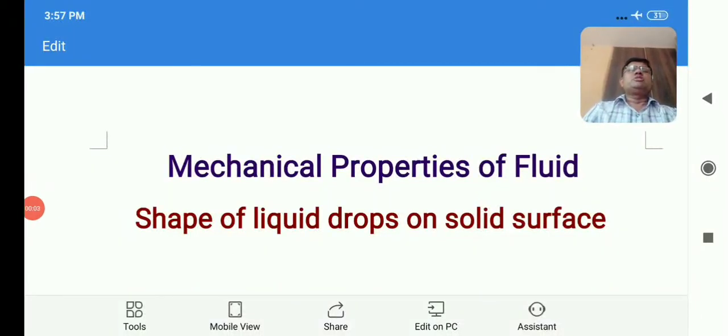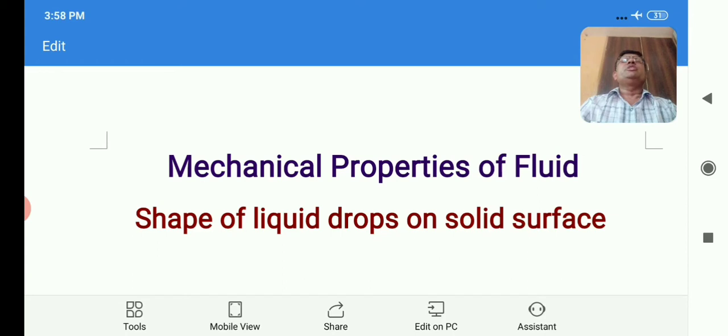Hello students, our chapter is mechanical properties of fluid and our article is shape of liquid drops on solid surface. Before learning this article, let us just remember about angle of contact. We know about angle of contact, see its definition.